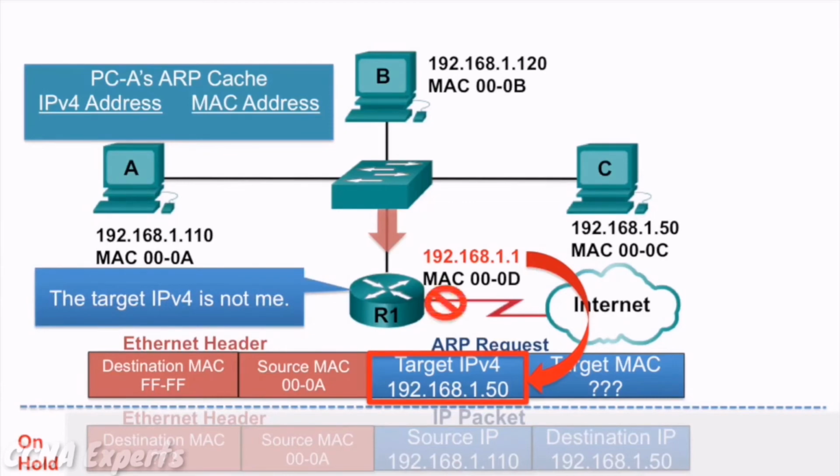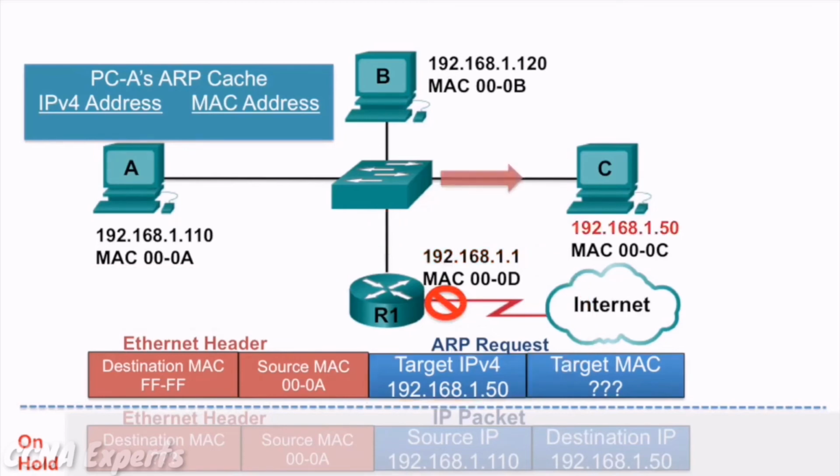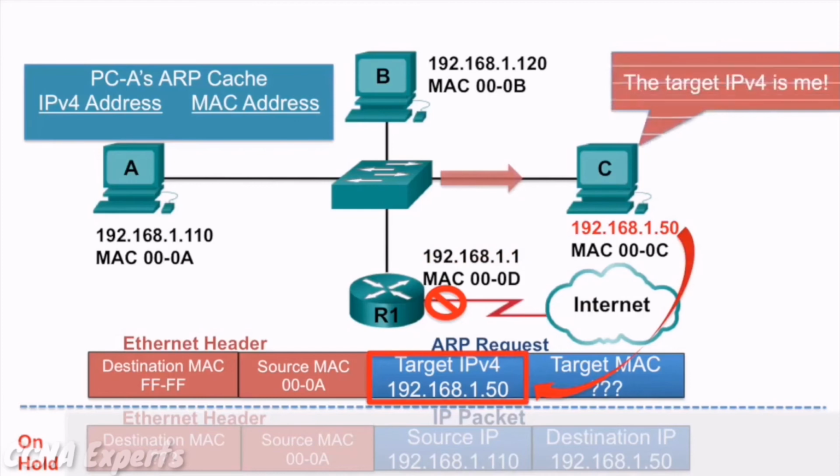By the way, routers will not forward ARP requests out other ports. PCC receives the ARP request, compares its IPv4 address against the target IPv4 address, and notices that it is the intended target of the ARP request, that the target IPv4 address does match its own IPv4 address. So PCC will need to send an ARP reply.